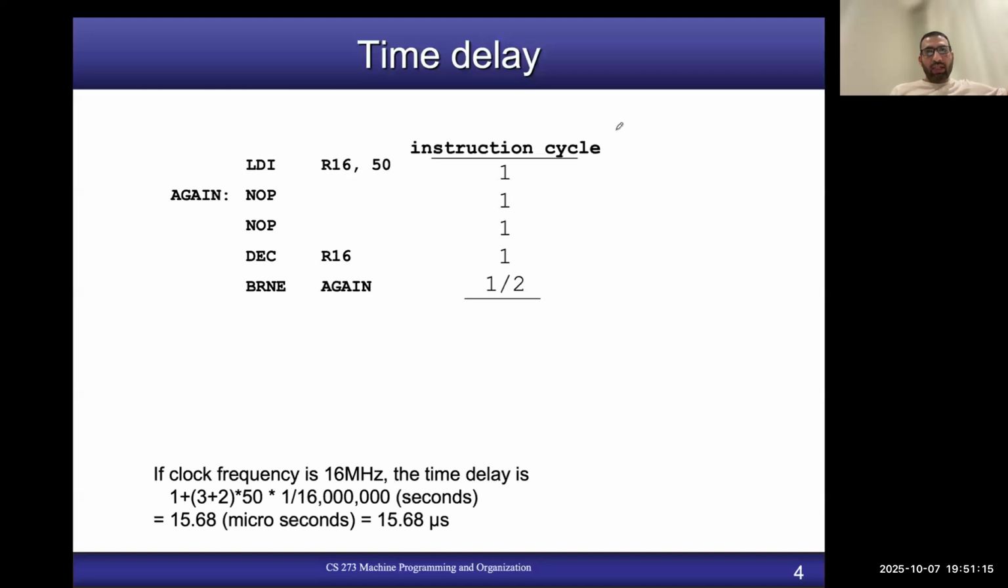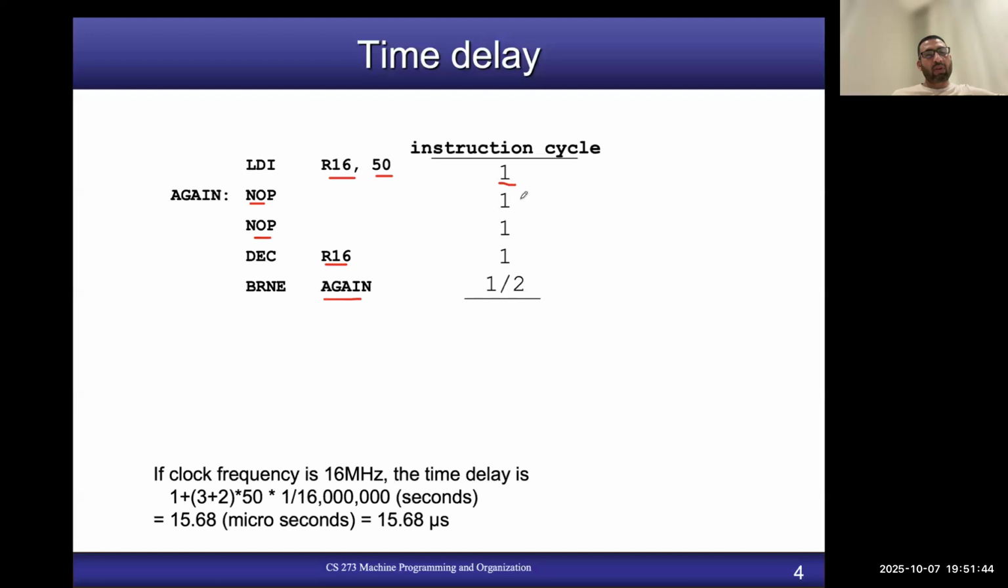Okay. Now let's have a look at another example. For example, we have this routine again. What we are doing is putting 50 in R16 as a loop counter. And then in the body of the loop, we first have two NOP instructions. Then we say decrement R16 and branch back to the loop if the result of decrementing R16 is not zero, right? So again, we first need to know the instruction cycles needed for each instruction.